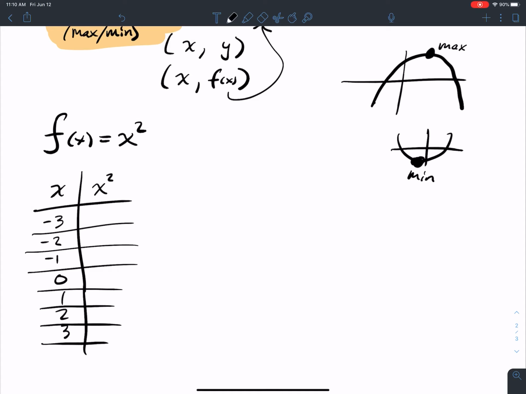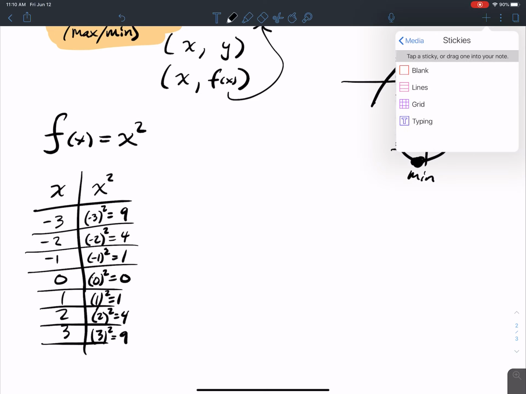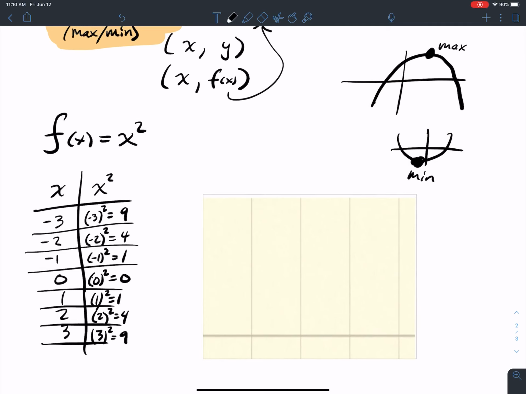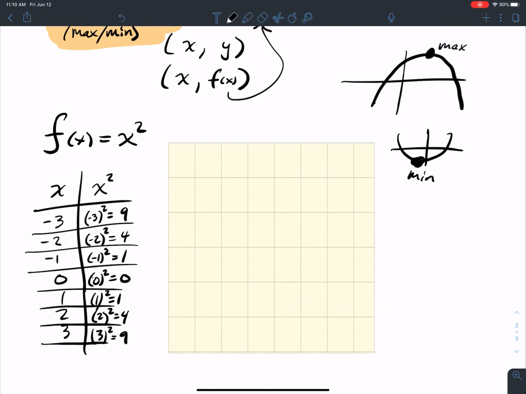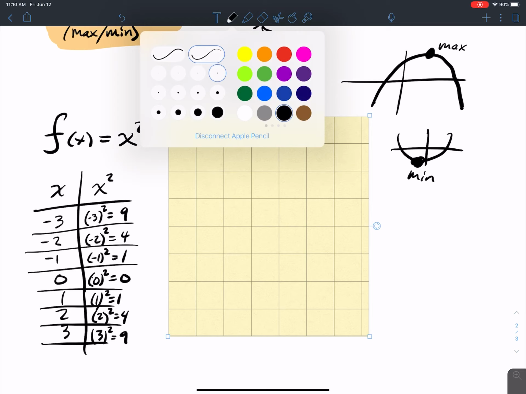If I plug in x squared, I'd square negative 3, I get 9. If I square negative 2, I get 4. If I square negative 1, I get 1. If I square 0, guess what? I get 0. 1 squared is 1. 2 squared is 4. And 3 squared is 9. Looks like we see a pattern start to develop. Let's make a little sketch and see if we can graph this thing.